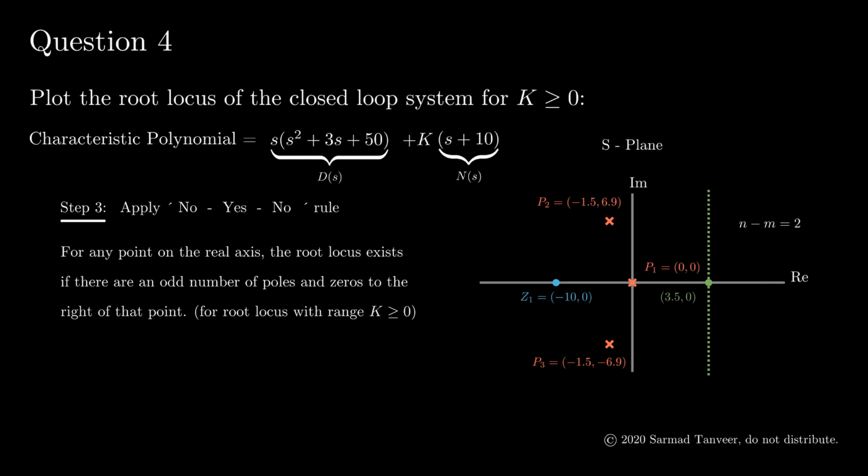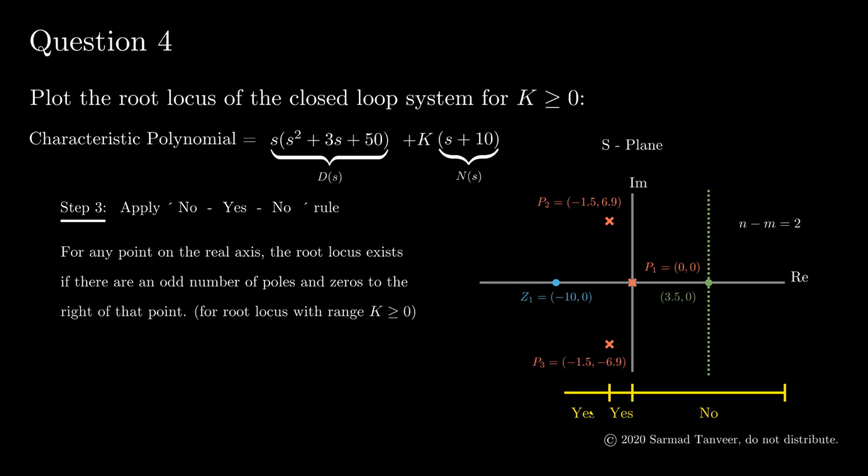This rule applies only to the case of the root locus where the range of k is greater than or equal to 0. So starting from the absolute right side of our plot, we see that the portion from positive infinity to 0 has no poles or zeros to the right of it, meaning our root locus does not exist here. The next portion, between 0 and -1.5, has a single pole to the right of it. This is an odd number, and as such, the root locus exists on this portion of the real axis.